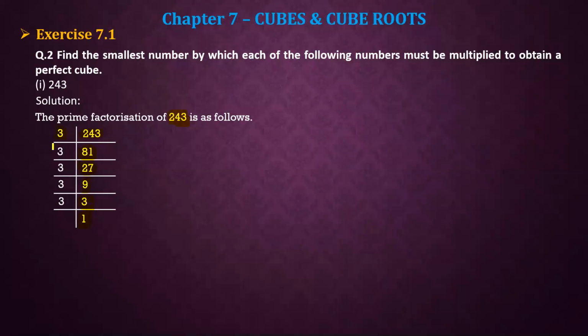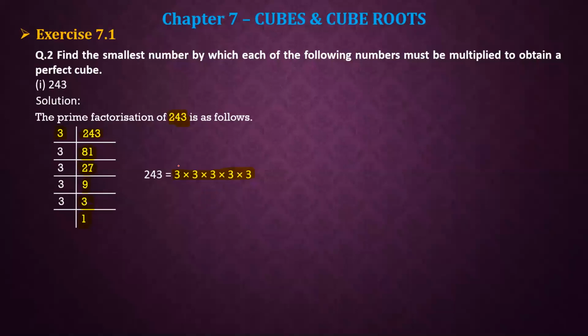Only one prime factor is there, which is 3, and we have to now observe how many times that 3 is repeated. If we express 243 in prime factors, it is observed 5 times. And if we want to form triplets, triplets means each prime factor should be repeated 3 times.